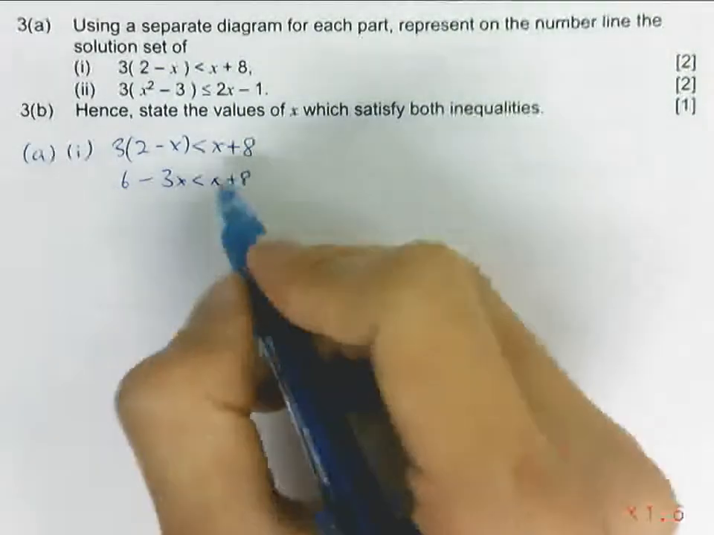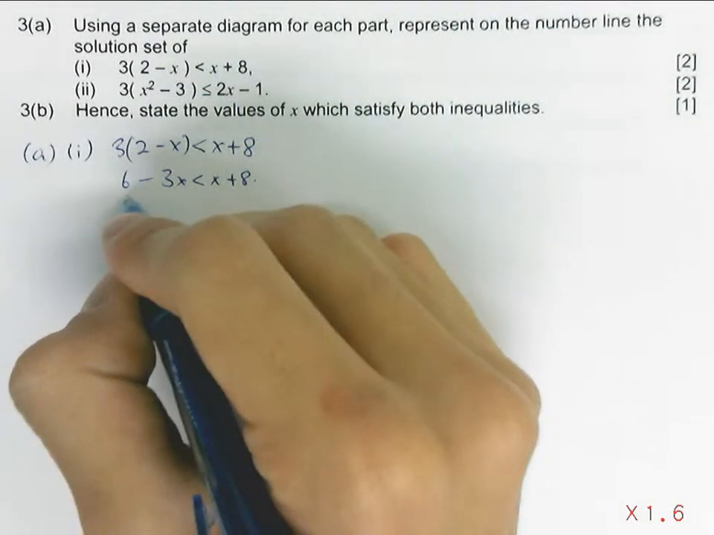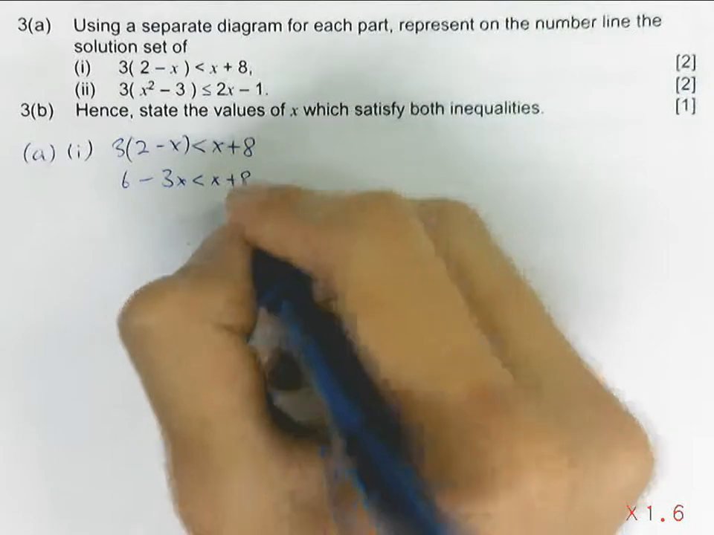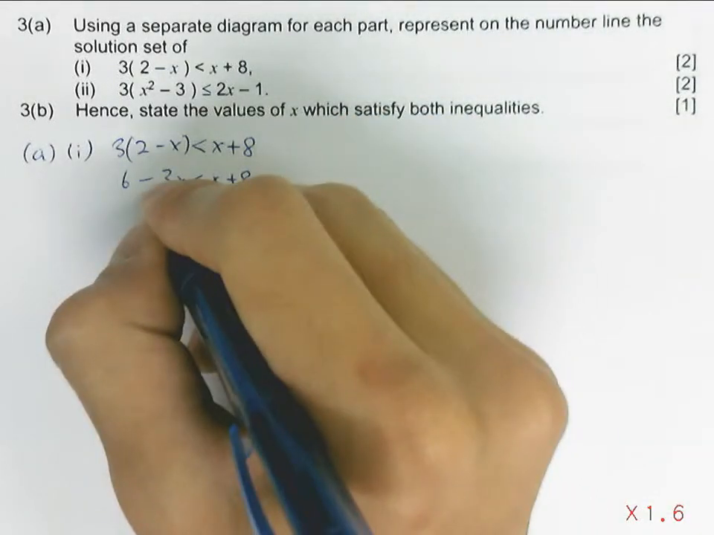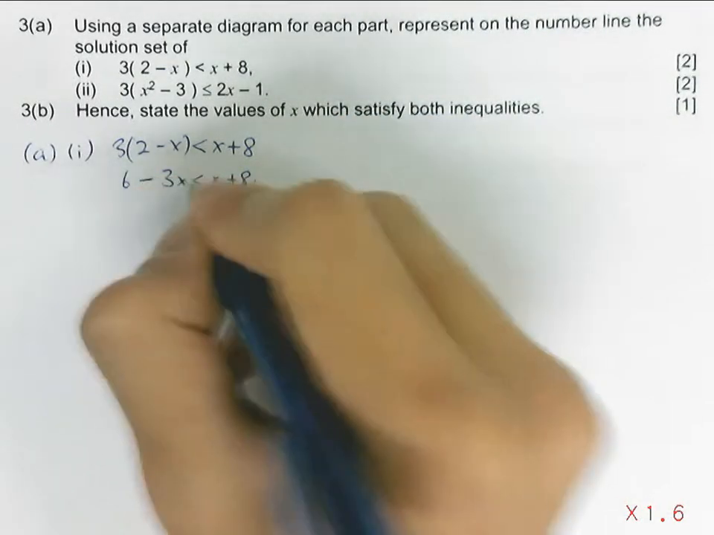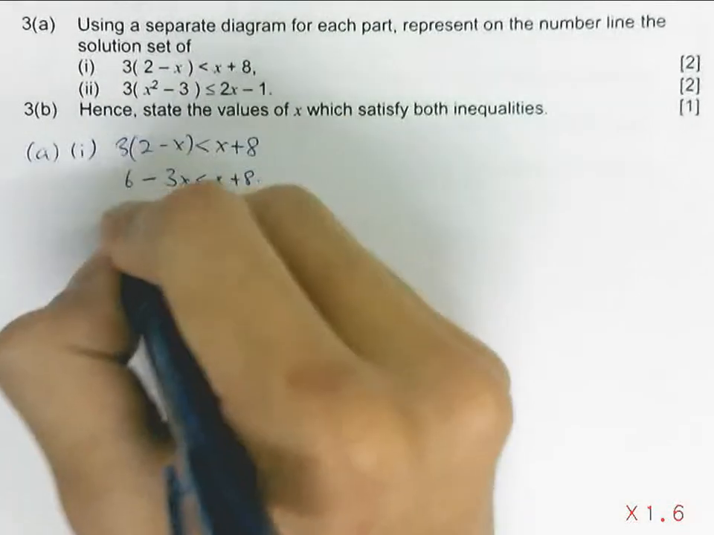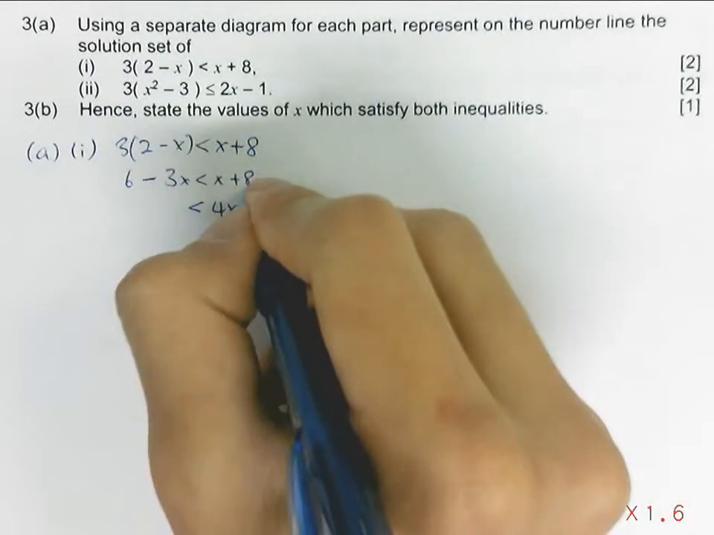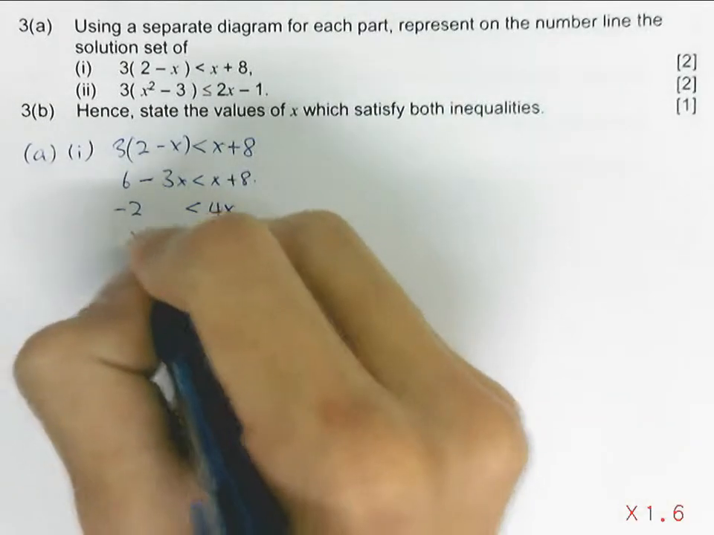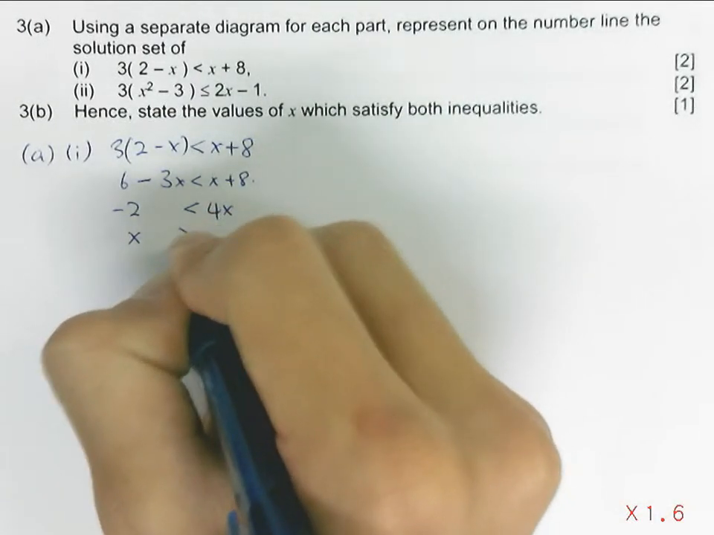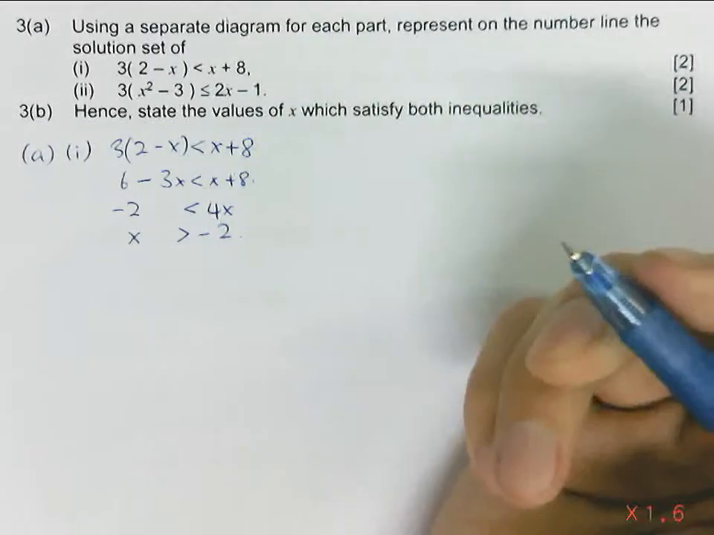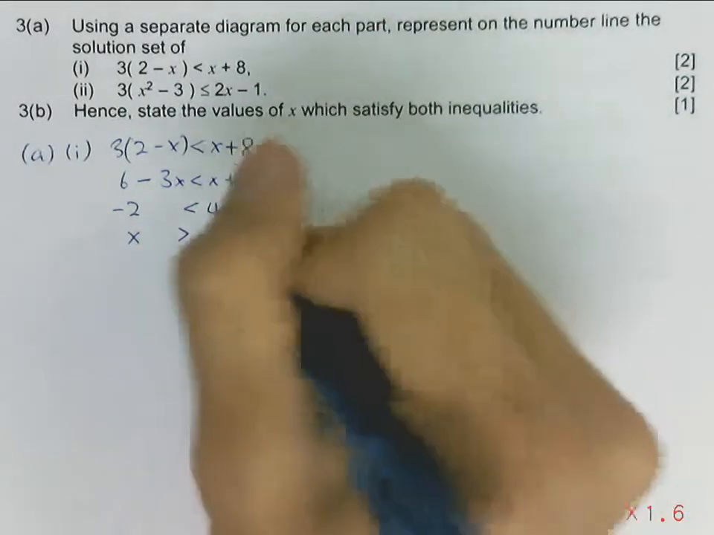By expanding the left side, I will get 6 minus 3x less than x plus 8. Just bring over this 3x to add on to the other side, so it becomes 4x. 8 bring over, so I get 6 minus 8, which is minus 2. This will simply give me x greater than negative half.